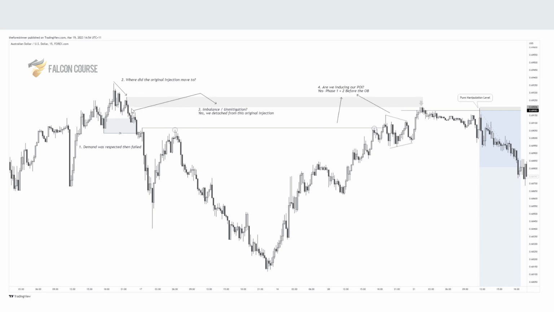Just so you know, we don't always need imbalance, as long as an order block is not mitigated, as long as we didn't carry that money down the funnel. So in this case, we have these orders resting here, which is what broke this demand point here. But yeah, imbalance is a great way to see that, okay? So after following that original injection where that money moved to, what do we need to see next? Imbalance or unmitigation. So yeah, we did see here because we detached from that original injection that broke this, okay?